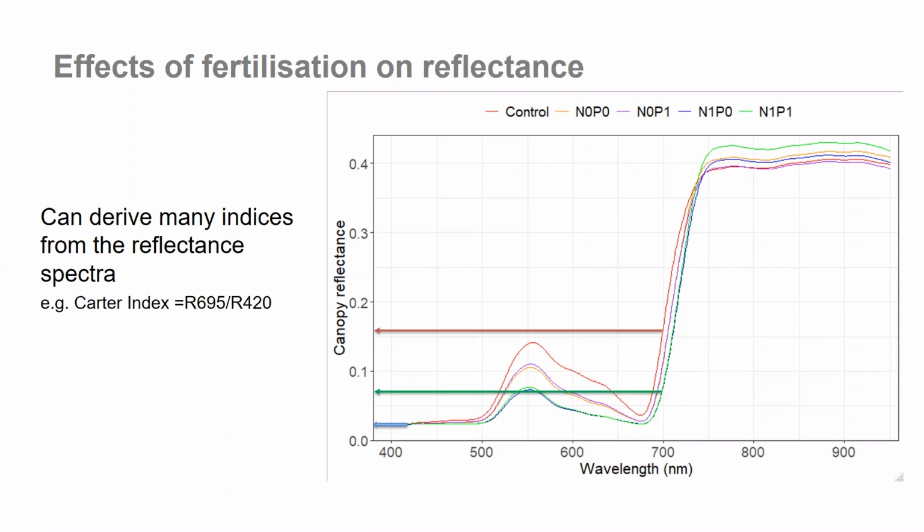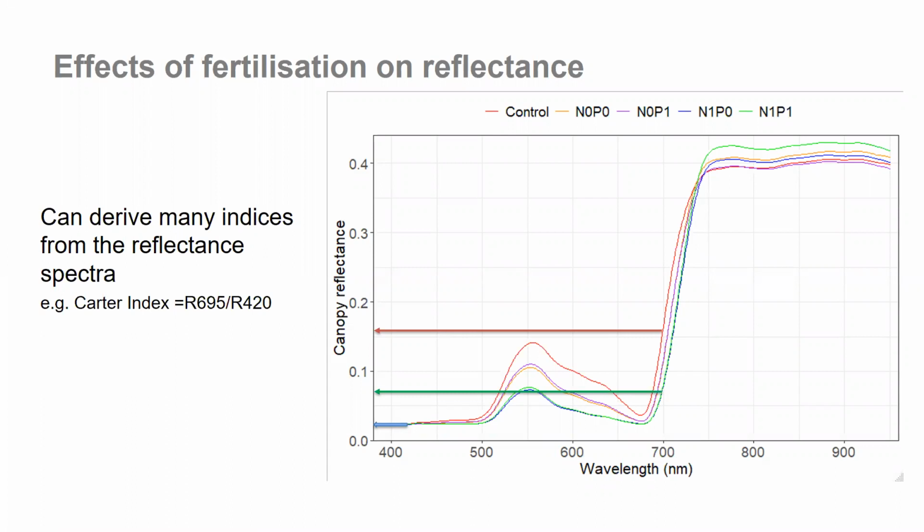Hyperspectral imagery can be used to derive many indices from the data. Indices typically combine wavelengths with reflectance that vary significantly between the treatment with wavelengths that are insensitive to the treatment. The Carter index is shown here to illustrate the concept. The reflectance at 695 nanometers on the numerator can be seen to differ markedly between the control and N1P1 treatments, as illustrated by the 2 upper horizontal lines.